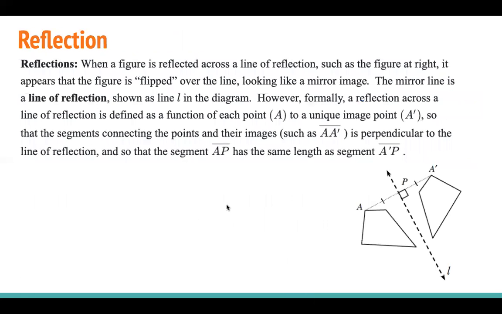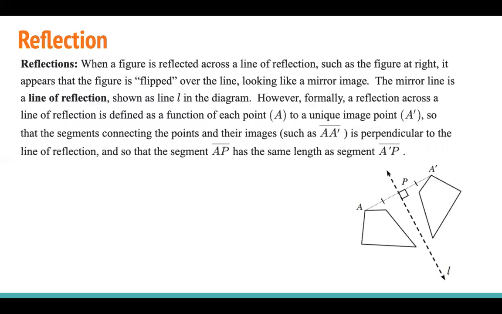So for a reflection, when a figure is reflected across a line of reflection, such as the figure at the right, it appears that the figure is flipped over the line, looking like a mirror image. The mirror line is a line of reflection, L, shown in the diagram.